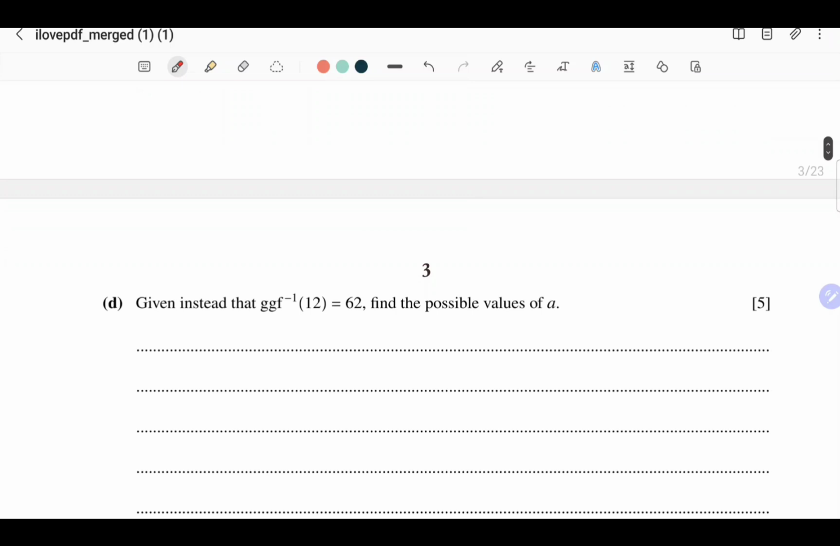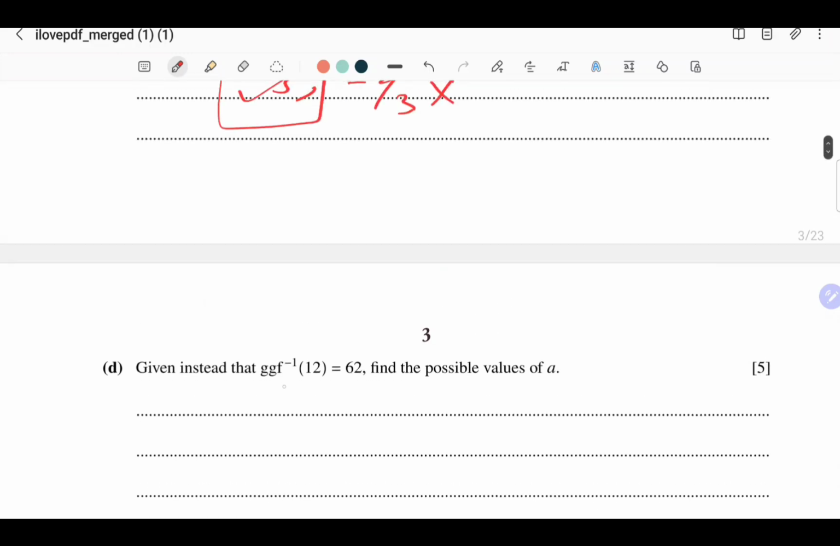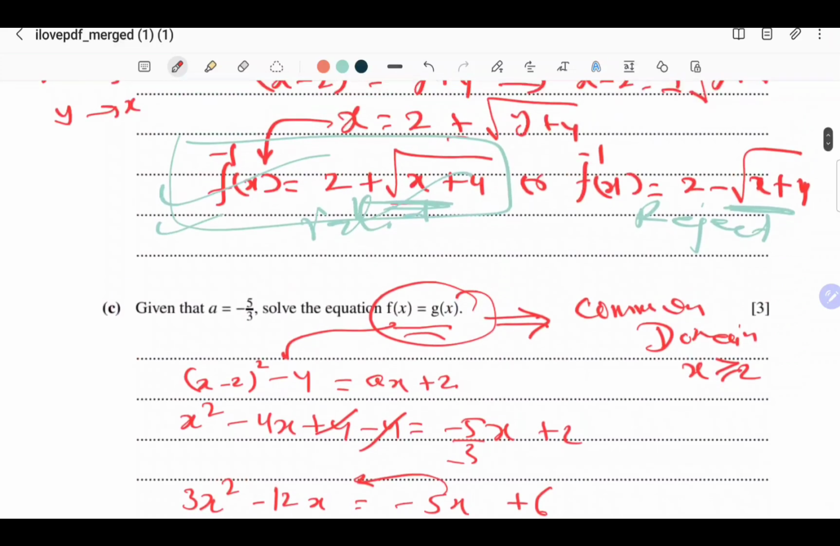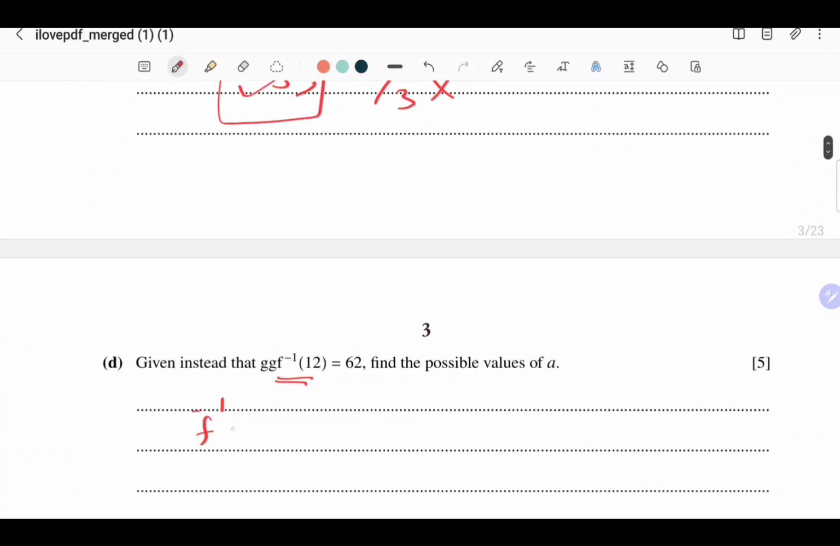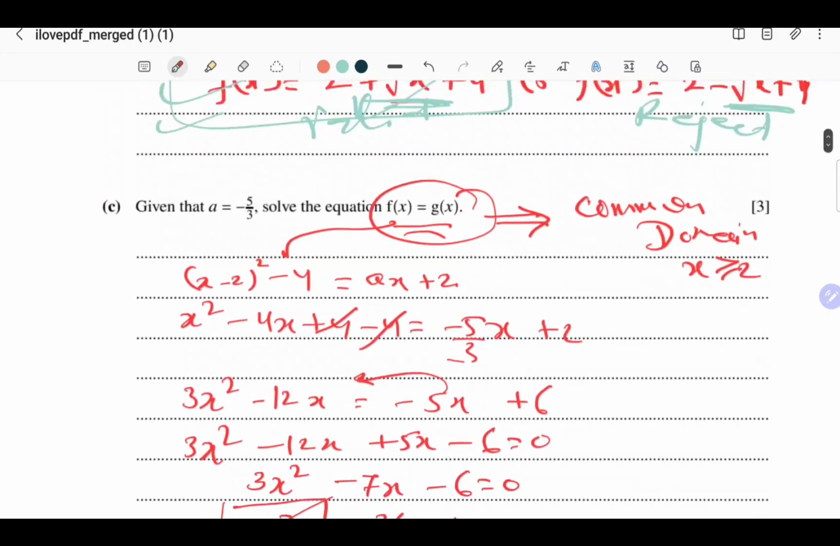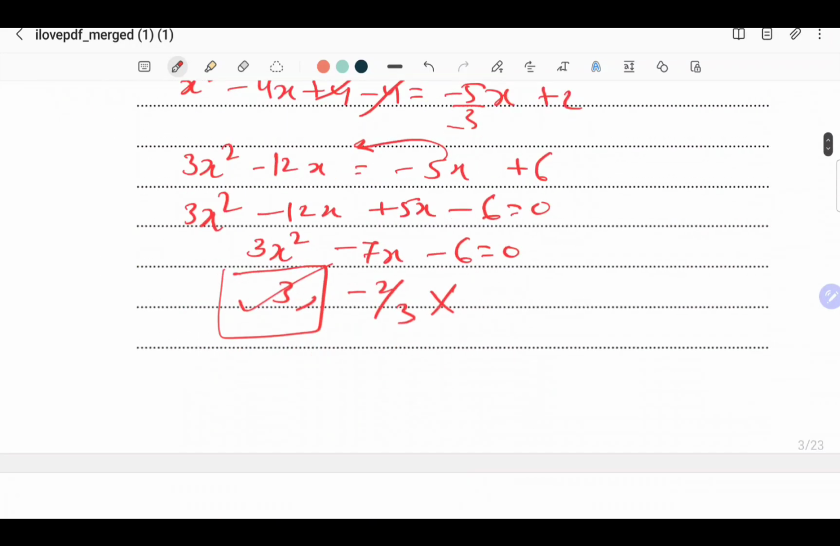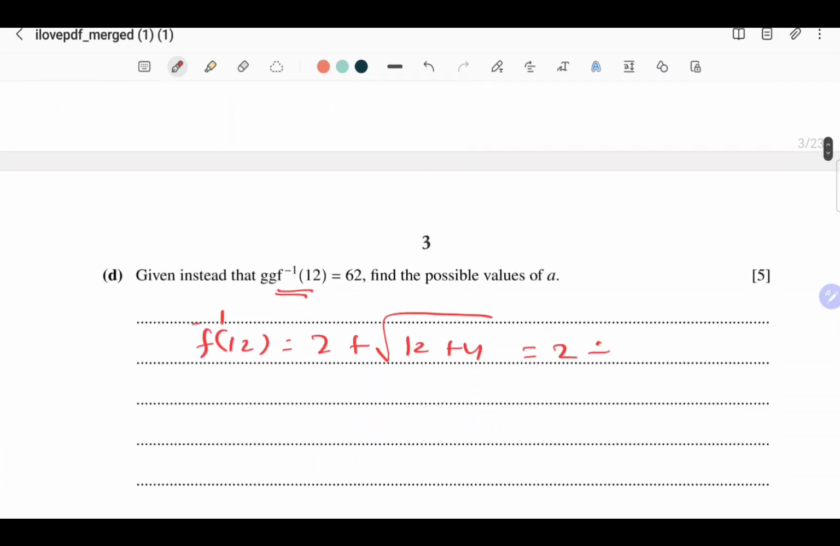Now part D, what's that? Given that g of f inverse 12 is 62, find the possible values of a. First of all, we have to think about f inverse 12. We already found f inverse: f inverse of x equals 2 plus root of x plus 4, so x will be 12. So this is 2 plus root of 12 plus 4, and 12 plus 4 is 16, whose root is 4, so that is 6. Okay, that's great.